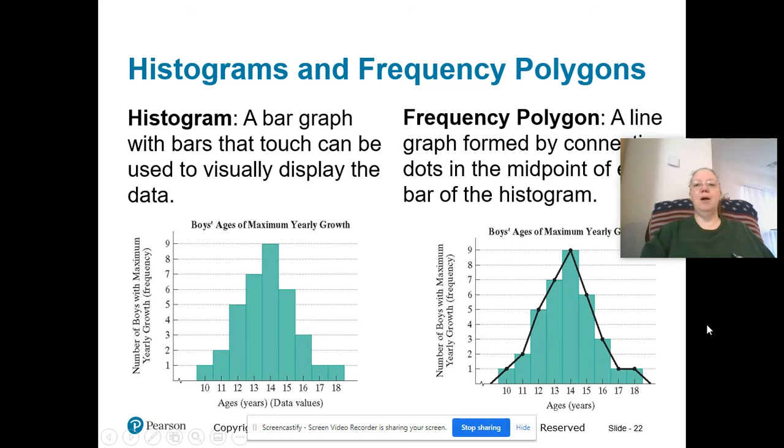Histograms and frequency polygons. For a histogram, we take that grouped frequency distribution and we make a bar chart. With a histogram, you have to make sure that the bars are next to each other.